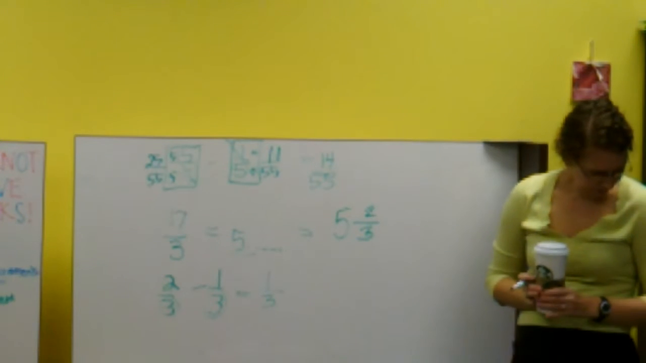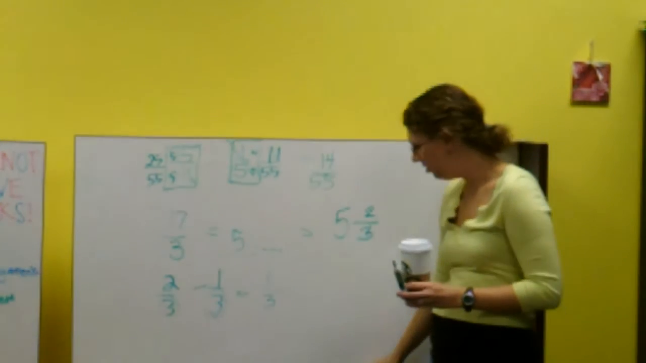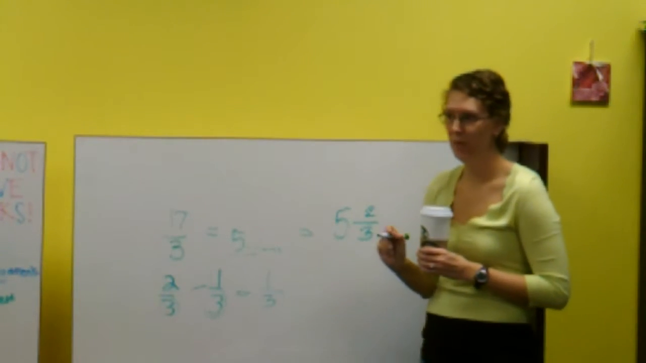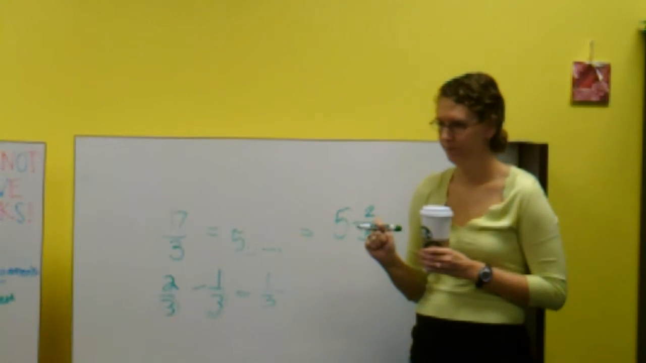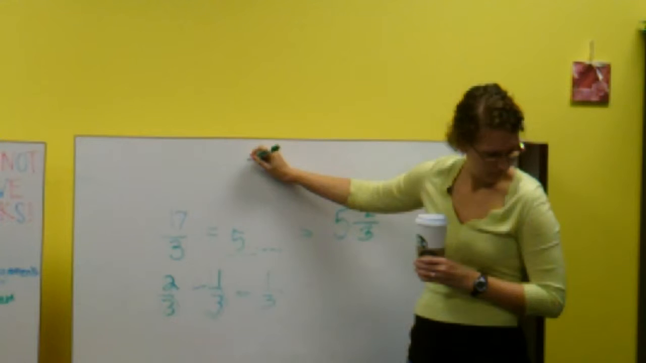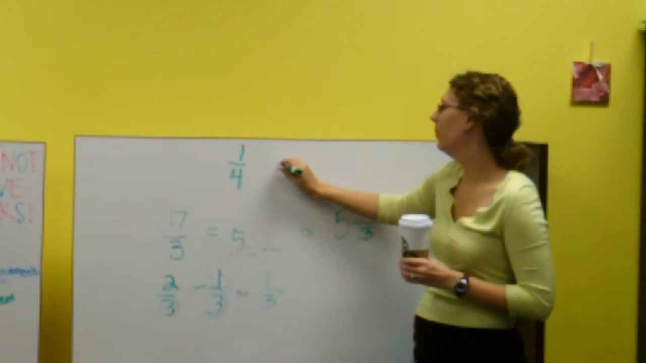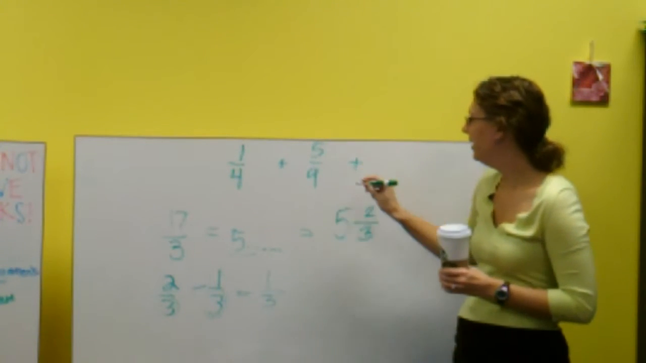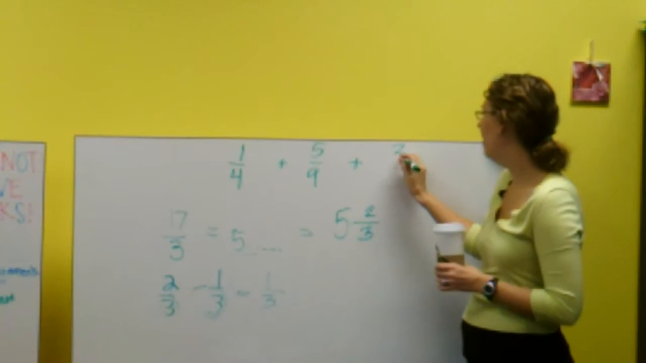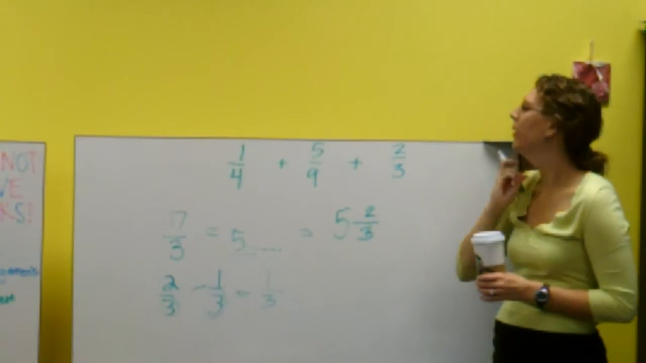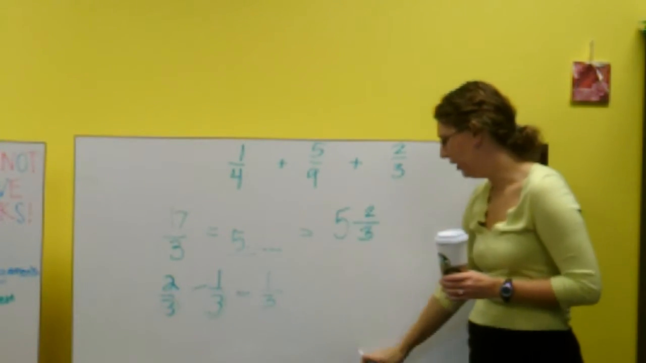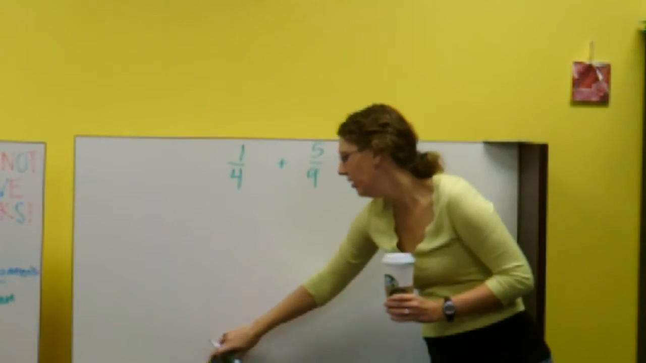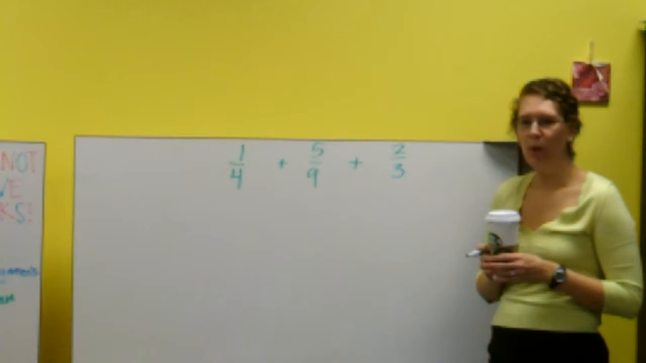Beautiful. All right. We need to simplify 1/4 plus 5/9 plus 2/3. So when you have 3 fractions, do the same rules apply? Jamaica, do the same rules apply if I have 3 fractions? What do you think? Yes, I agree. We're going to have a common denominator. So our job is going to be to figure out what number these guys all can have in common. We have 1/4, 5/9 and 2/3. One of the ways we said we could do that would be to multiply them all together. If we did that, what would we get?